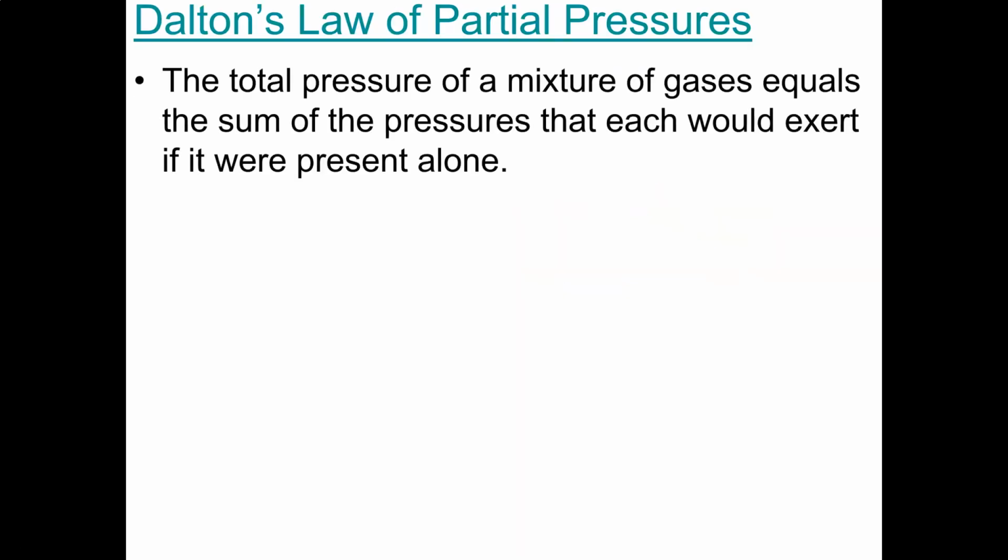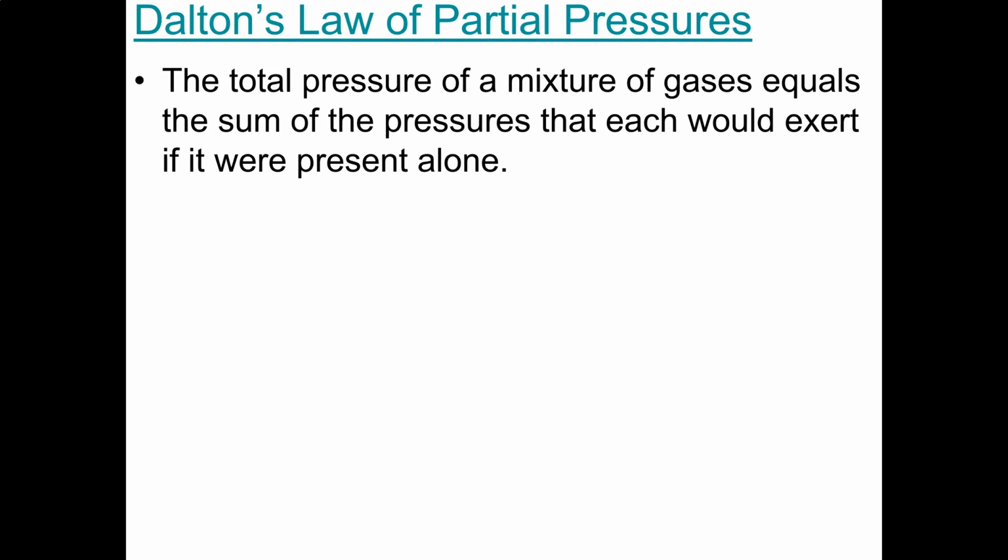All right, Dalton's law of partial pressures. Total pressure of a mixture of gas equals the sum of the pressures that each would exert if it were present alone. In English, that just means that if you have multiple gases in a container, the total pressure is equal to each of those gases' pressure added up. Logical, right? I mean, you'd think that. Why would each gas have a different pressure?